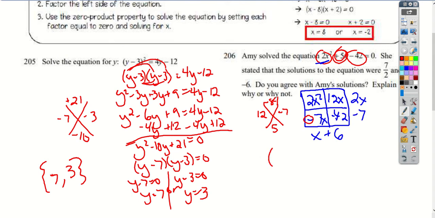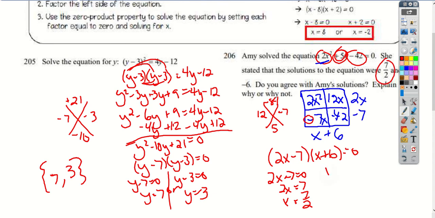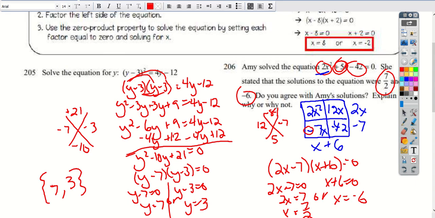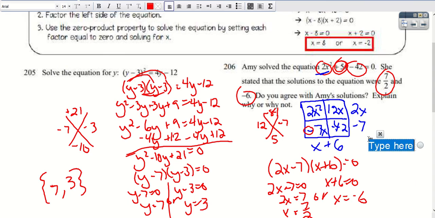So I know that I'm going to do my two factors now. I know one of them is 2x minus 7, and the other one is x plus 6. And then I can set each one equal to 0 and solve. So 2x is equal to 7, and then x is equal to 7 halves, which is one of the answers, right? And if x plus 6 is equal to 0, x should equal negative 6, which is another one of the answers. So do we agree? Okay. Now we want to say yes or no, because it's asking us whether or not we agree. So we can say, yes, I agree with Amy, right?